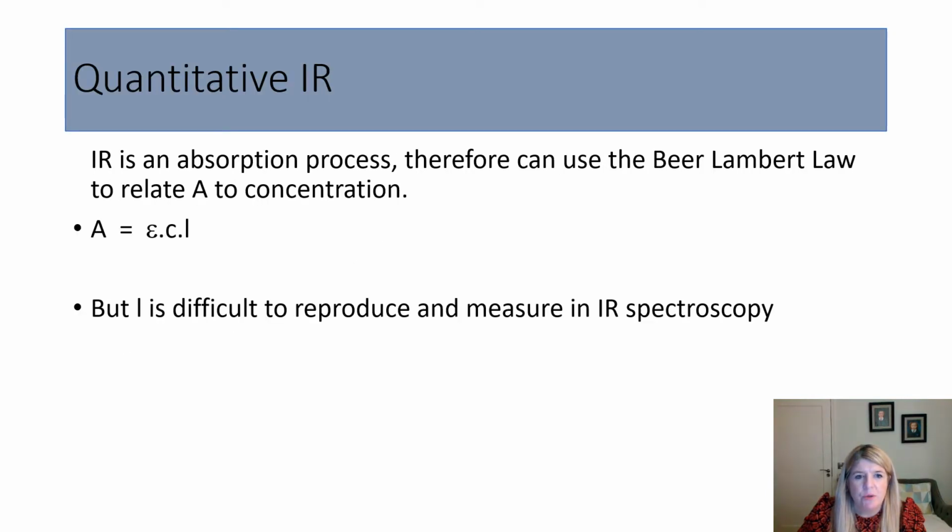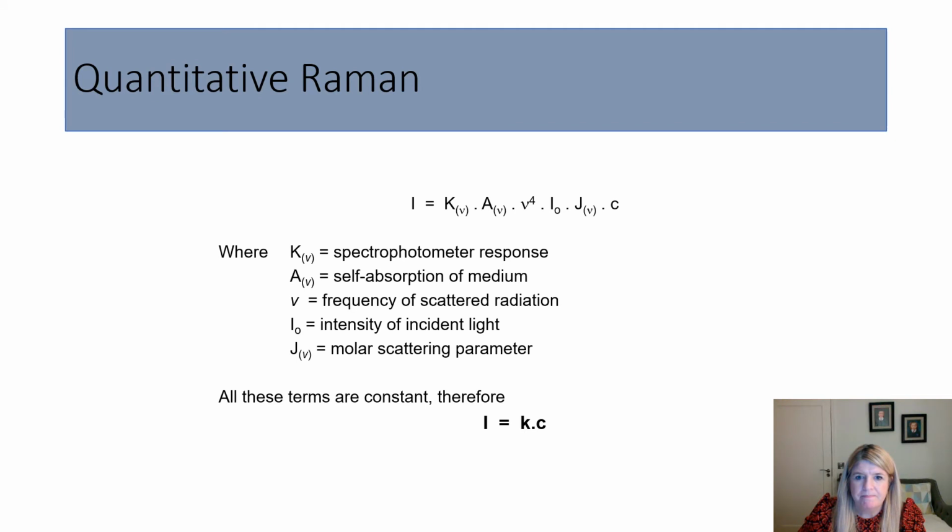If we wanted to do quantitative work, IR is an absorption process, therefore we can use the Beer-Lambert law, which you're familiar with already. A is equal to ECL. But L is difficult to reproduce and measure in infrared spectroscopy. You can also do Raman spectroscopy for quantitation. It's not very common, but it is possible. And this is a formula you can use. You don't have to remember it, it's just for reference.